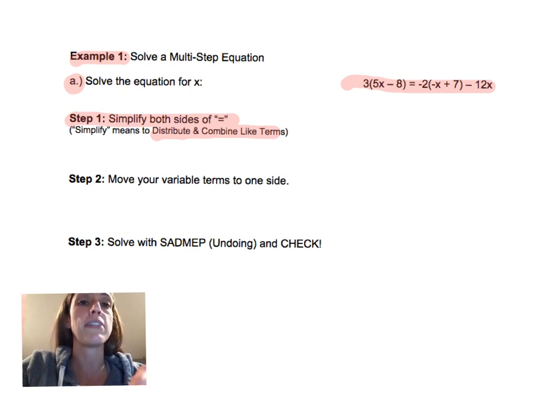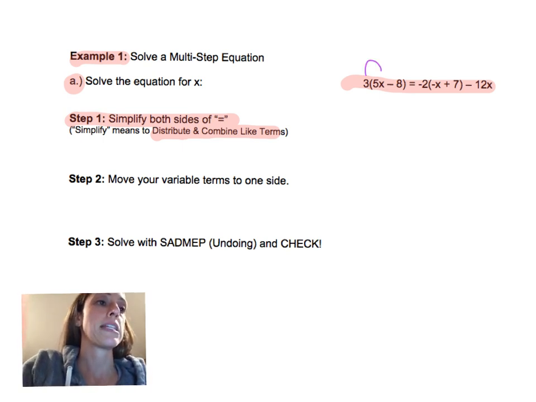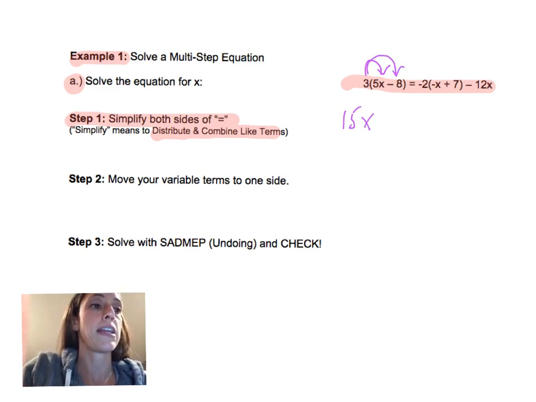Step 1, on the left-hand side of that equal sign, I see that we're going to go ahead and distribute. So I'm going to distribute the 3 to the 5x, and that gives me 15x. And then I'm going to distribute the 3 to the negative 8, and that gives me negative 24. Then I'll bring down my equal sign.